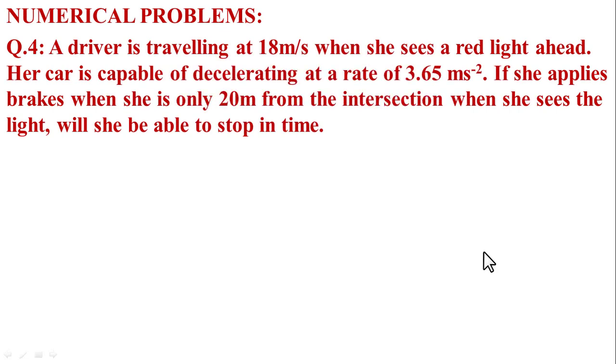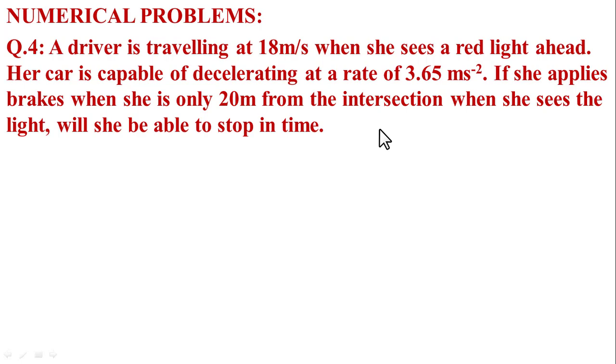In question number 4, according to the given statement, our driver is traveling at 18 meter per second. When she sees a red light ahead, her car is capable of deceleration at the rate of 3.65 meter per second square. Now, if she applies the brake when she is only 20 meter from the intersection when she sees the light, will she be able to stop in time?